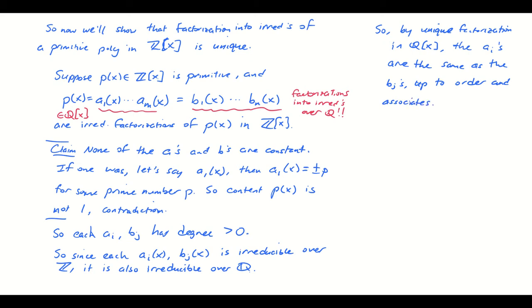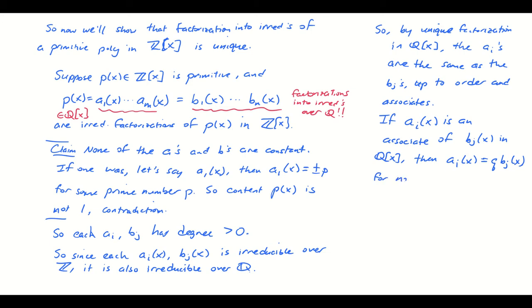But now this is where we need to be a little bit careful here, because associates in Q[x] might be a little bit different from associates in Z[x]. So let's think about what that means. If ai of x is an associate of bj of x in Q[x], well, Q[x] has a lot of units. Any non-zero rational constant is a unit in Q[x]. So that means ai of x has to equal, let's call it q, bj of x for some non-zero rational q.